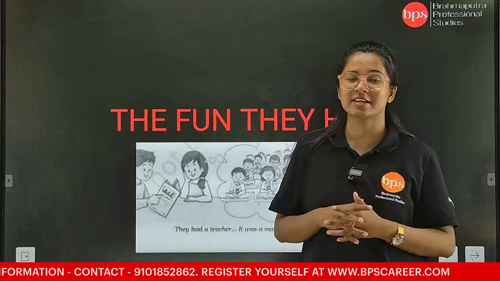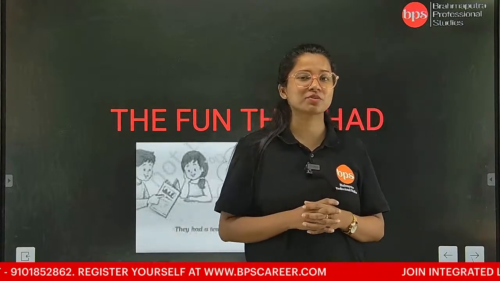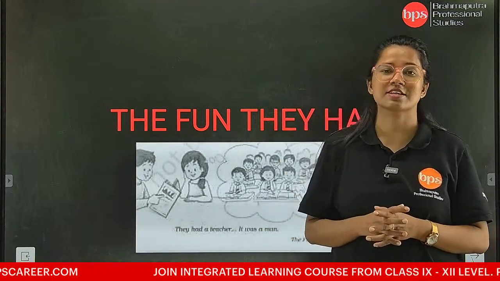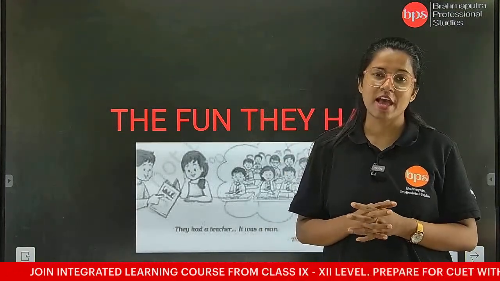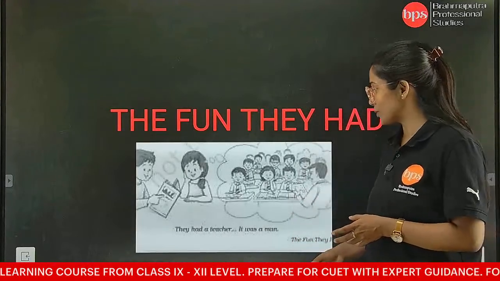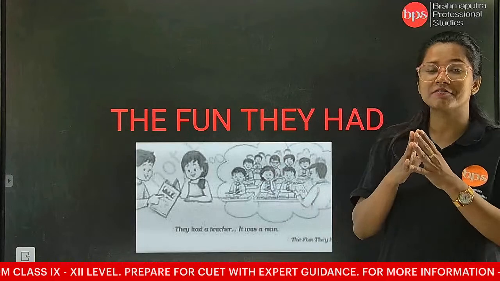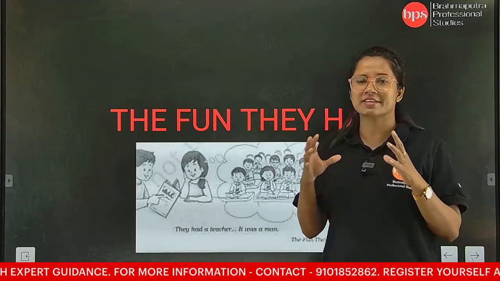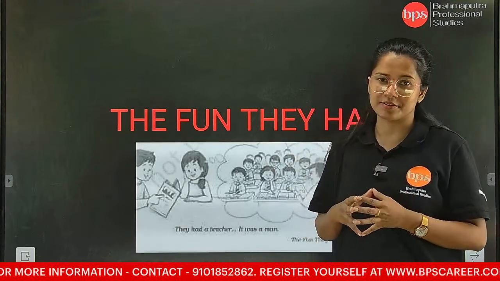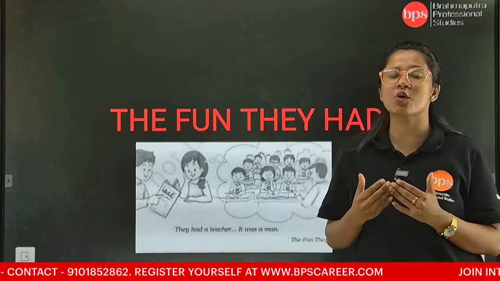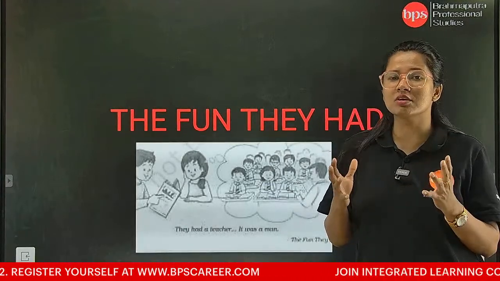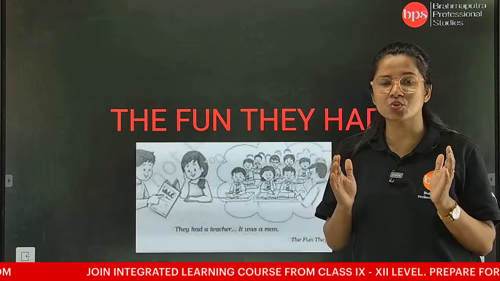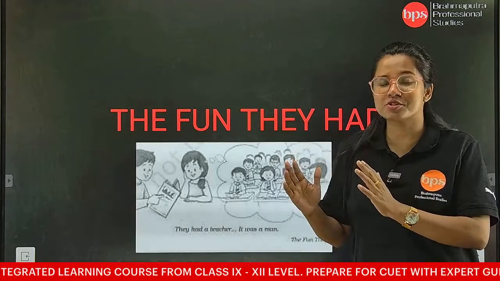So let's start class 9 classes, and today's chapter is chapter 1, that is The Fun They Had from your Beehive book, that is your class 9 textbook. And this is the lesson where we come to know about the fun they had. That means the entire lesson here is giving us a hint of what? A school, a stage, a place where there is an actual school and where there is a virtual school.